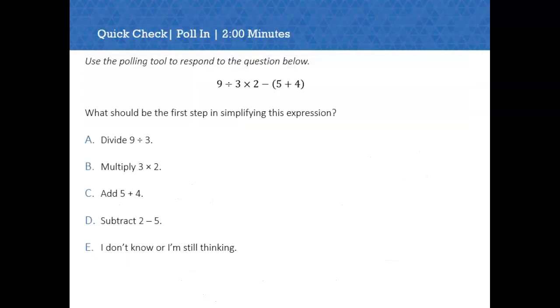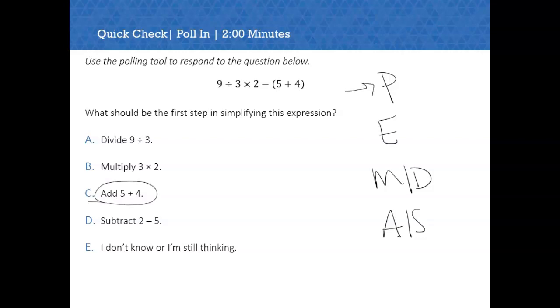So let's do a quick review of order of operations. We have 9 divided by 3 times 2 minus 5, the quantity 5 plus 4. What should be the first step in simplifying this expression? So you should remember PEMDAS. So please excuse my dear Aunt Sally. So the first thing we need to do is anything inside parentheses. So we're going to add the 5 plus 4 because that's the first step.